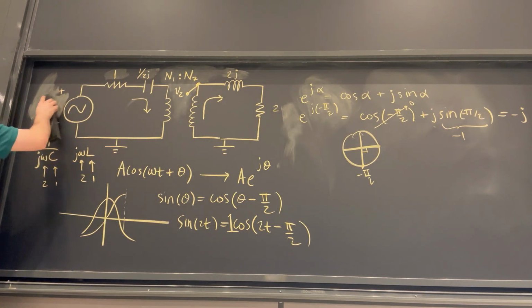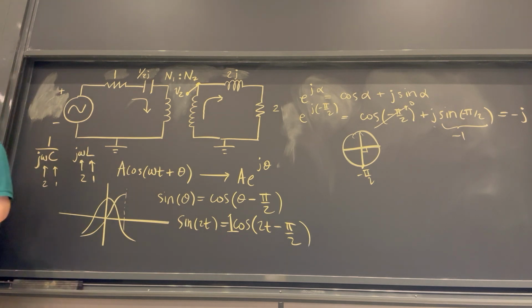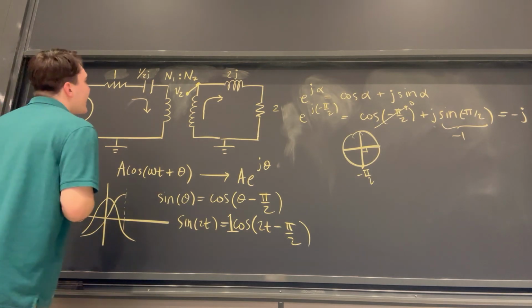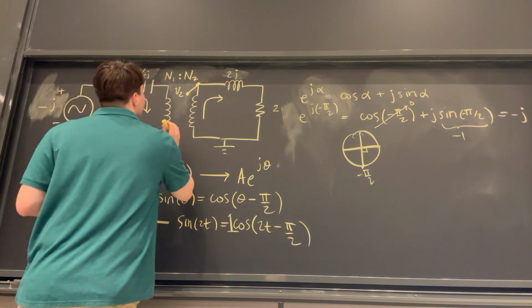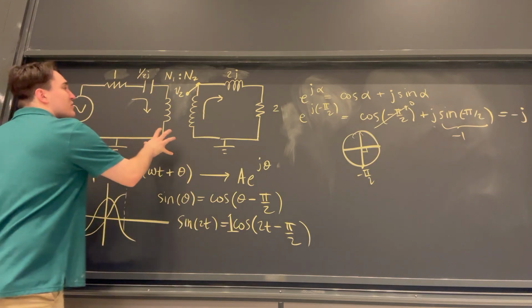It's pretty simple and nice. So my whole forcing function is just negative i, the negative imaginary unit. Okay, perfect. Now, how can I go ahead and deal with this transformer in the middle of this circuit here?